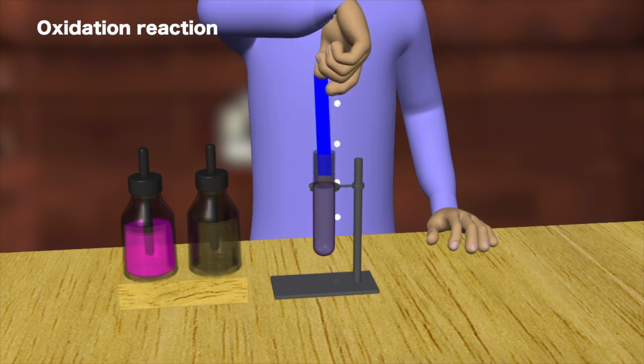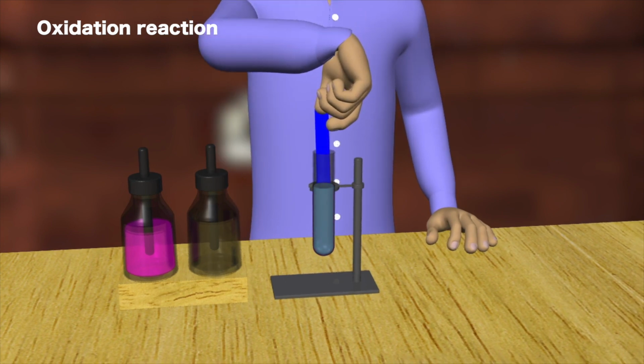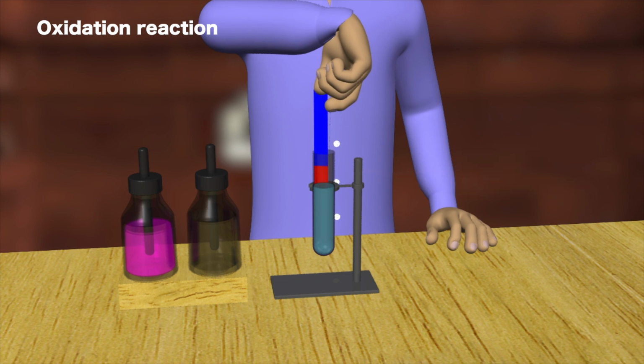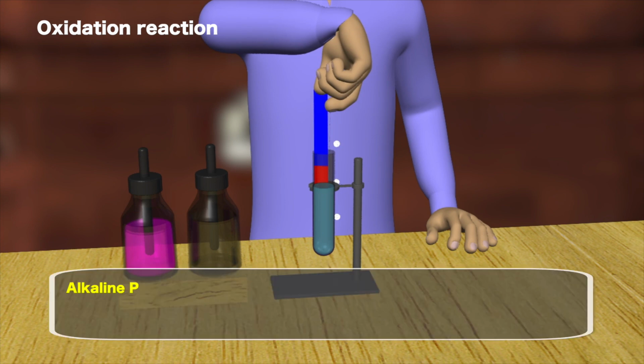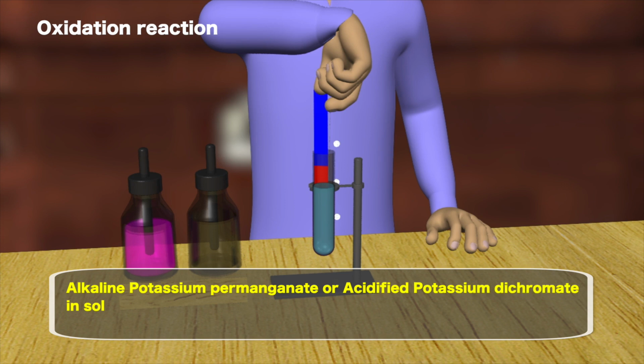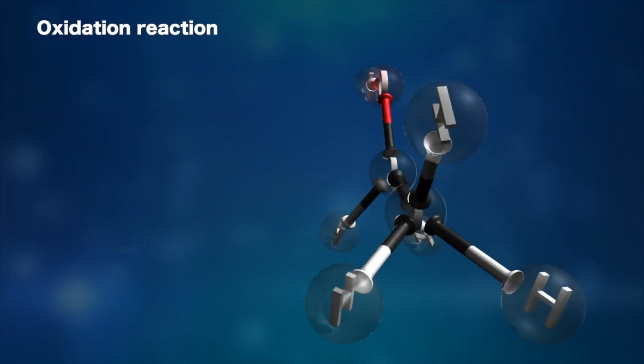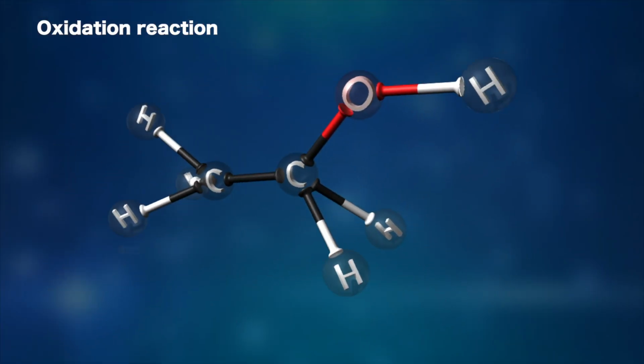Now, take blue litmus paper and dip it into the test tube. The blue litmus paper turns into red color. This shows that ethanol is converted into ethanoic acid. Alkaline potassium permanganate or acidified potassium dichromate in solutions act as oxidizing agents and supplies oxygen to convert alcohols into carboxylic acids. Ethyl alcohol undergoes oxidation in 2 steps.